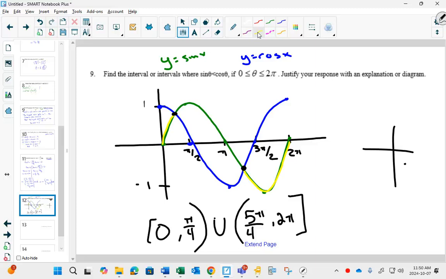The most common mistake for this question is just using the CAST rule and picking quadrant 4 because sine is negative and cos is positive. But quadrant 4 would only give you a little section of this. You've missed part of quadrant 1 and part of quadrant 3 where they're less than.